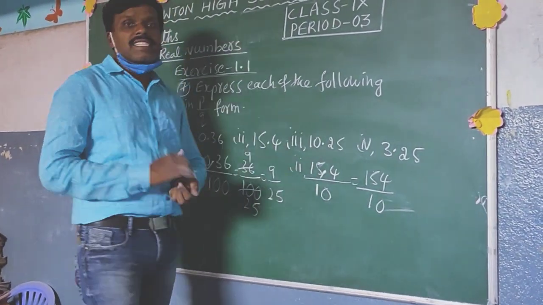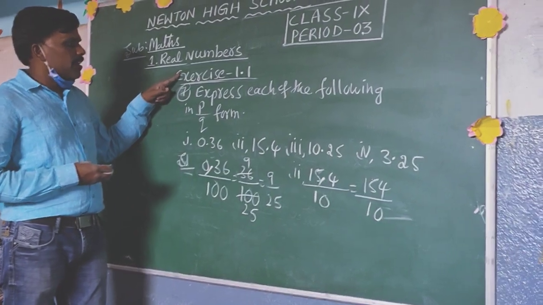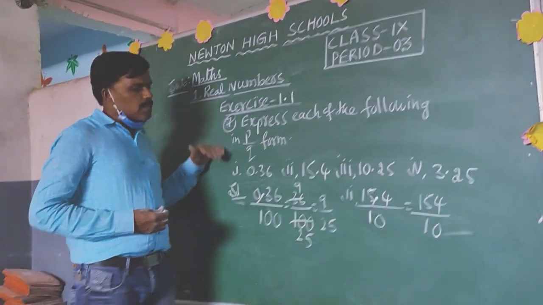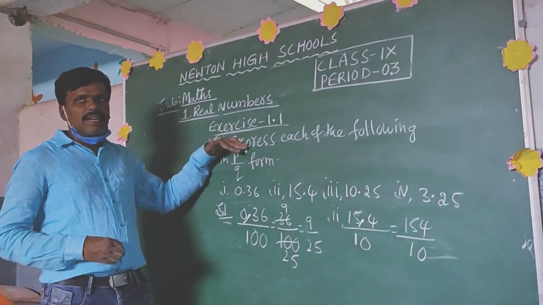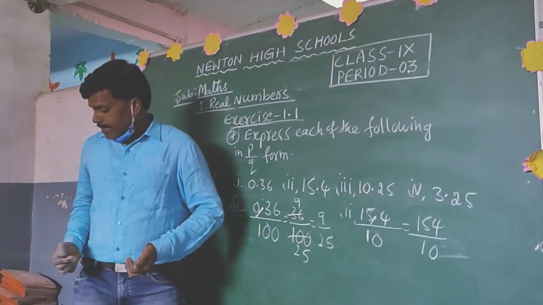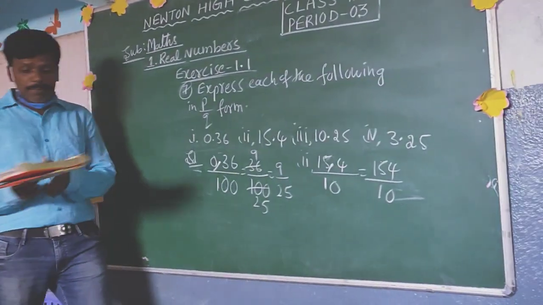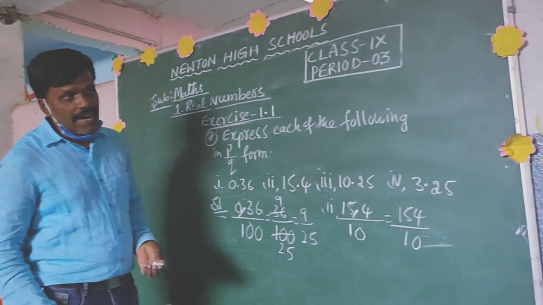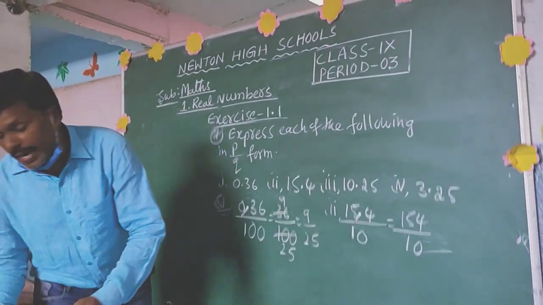Okay. So what we discussed today in exercise 1.1, from second sum to seventh bit, all sums were completed. So the remaining 2 sums we will discuss in the next period. What are those? Seventh one, eighth one. What is the eighth sum? Express each of the following numbers in the decimal form.